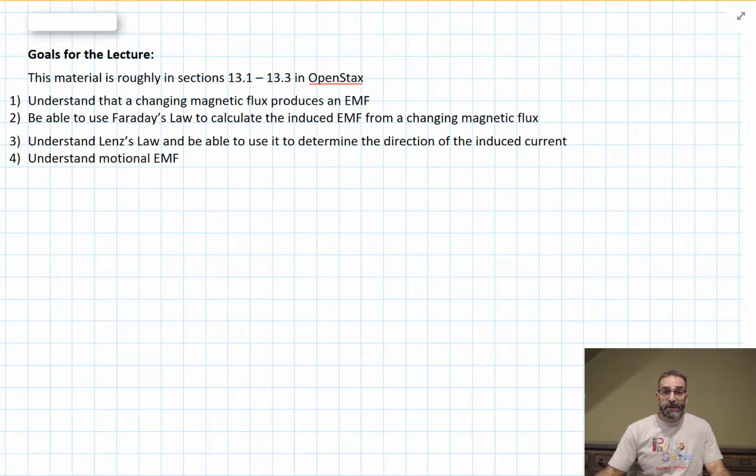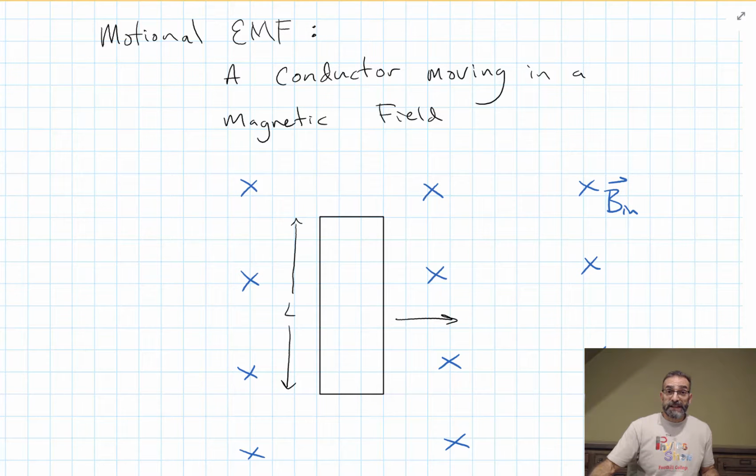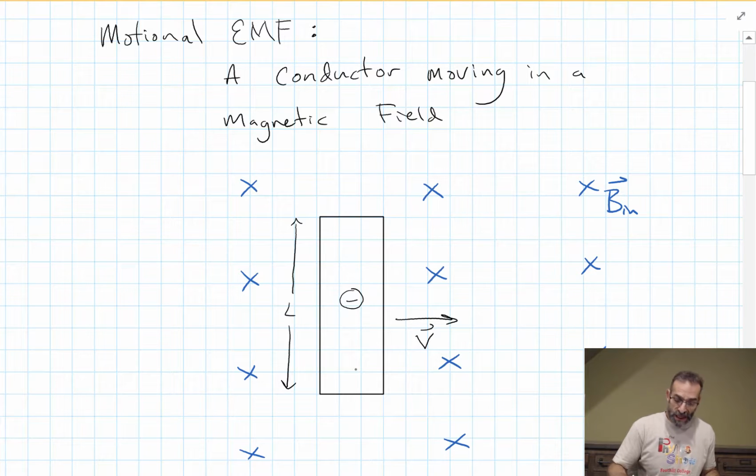It's called motional EMF. Here I have a thin rectangular conductor sitting in a magnetic field that points into the page. Let's get this conductor moving to the right at some constant velocity. Conductors are full of electrons that are free to move. The first electron that moves is going to feel a force. It's moving to the right in a magnetic field that points into the page, and it's a negative charge, so it feels a force toward the bottom of the page.